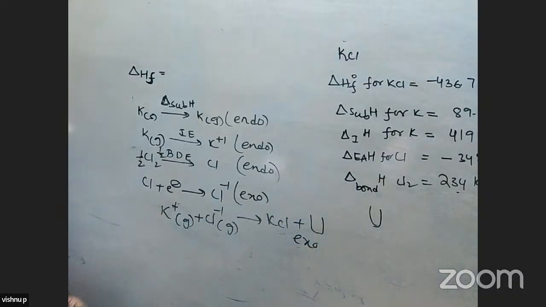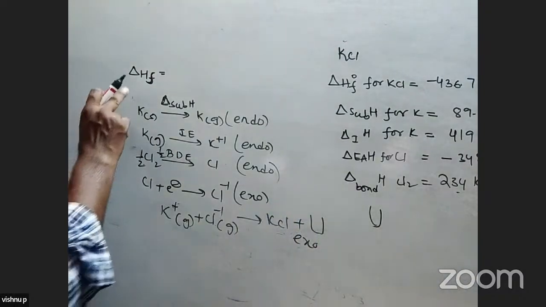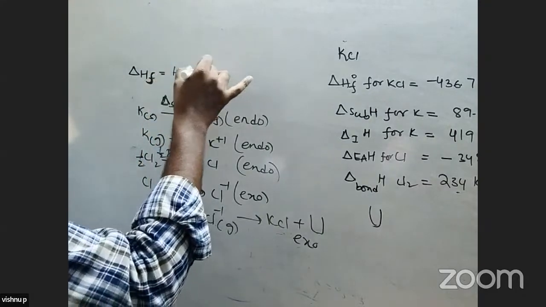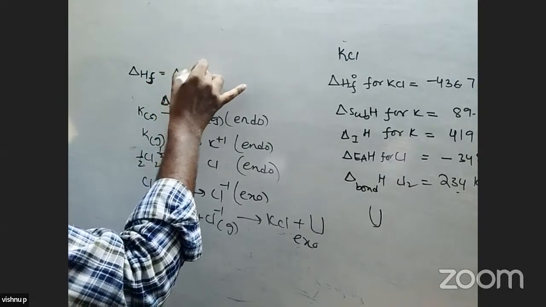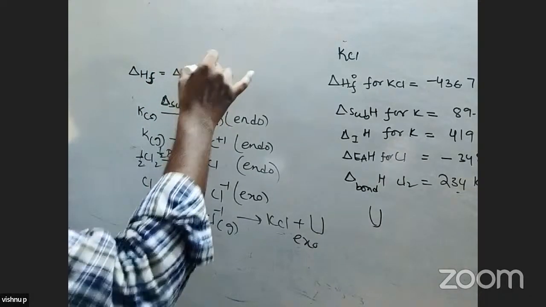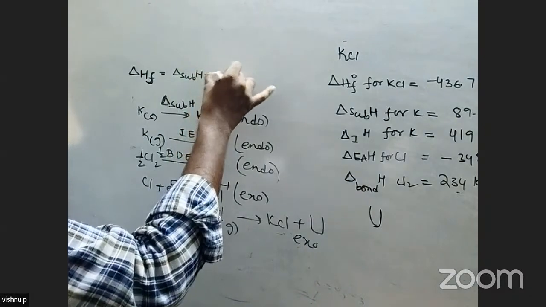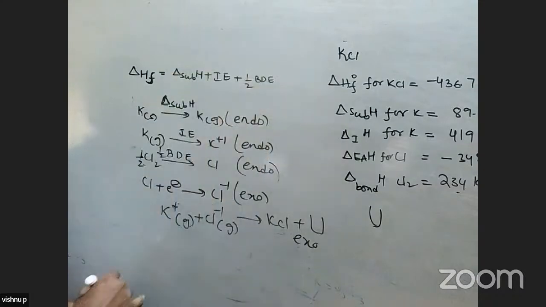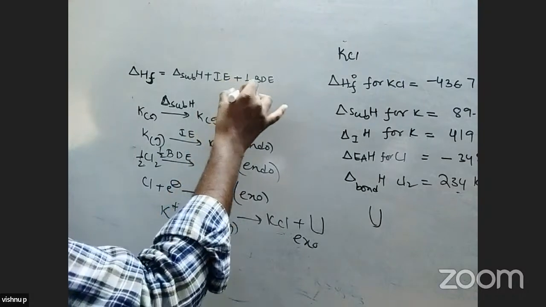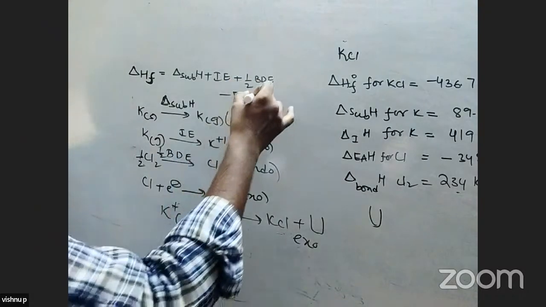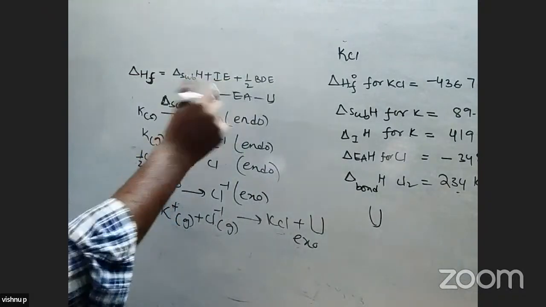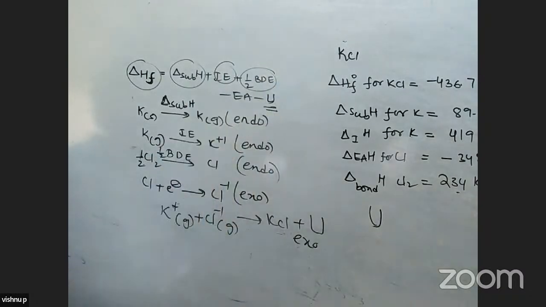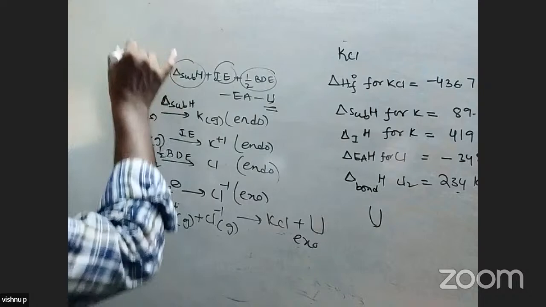Lattice enthalpy is exothermic. So the enthalpy of formation is equal to the enthalpy of sublimation plus the ionization enthalpy plus half into the bond dissociation enthalpy minus the electron affinity, because it is exothermic, minus the lattice enthalpy. If we know all these values, from that we can find out the lattice enthalpy.